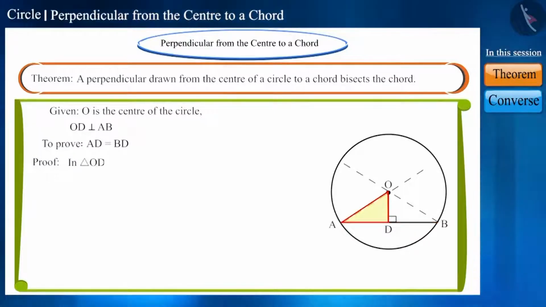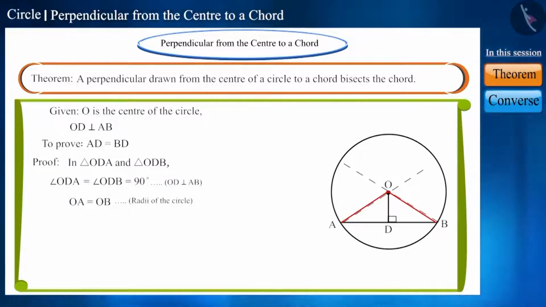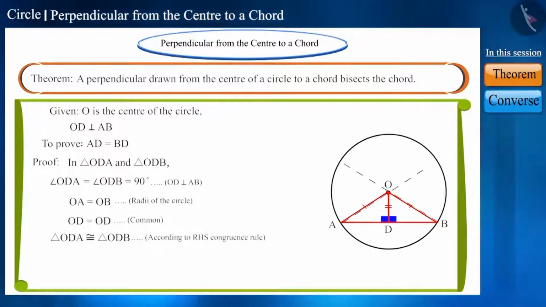Friends, in triangle ODA and triangle ODB, angle ODA and angle ODB are right angles because we are given that OD is perpendicular to AB and the hypotenuse OA and OB of these two triangles are the radii of this circle, so they will also be equal. Friends, you can see that OD is the common side. Therefore, these two triangles are congruent according to the right angle hypotenuse side or RHS congruence rule.